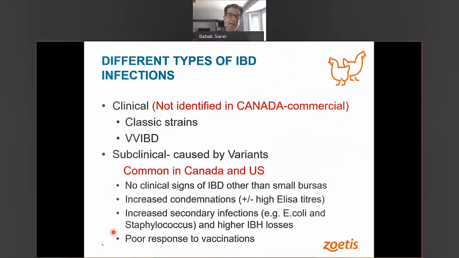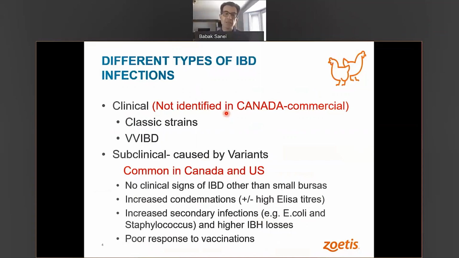If I want to categorize, there are two different kinds of manifestations of IBD in flocks. The disease doesn't affect turkeys, so before I forget, it's basically exclusive to chicken flocks, and that's the species that is mainly affected. But the manifestations of the disease are classified in two parts.